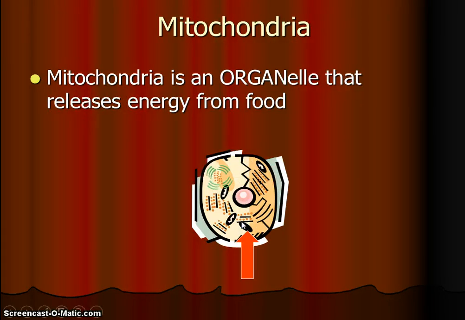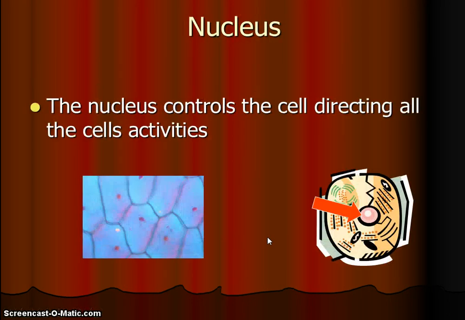Then we have the mitochondria. Mitochondria is an organelle that releases energy from the food. The mitochondria is like the cell's stomach. It's taking in the food and it's breaking it down and making energy from it.